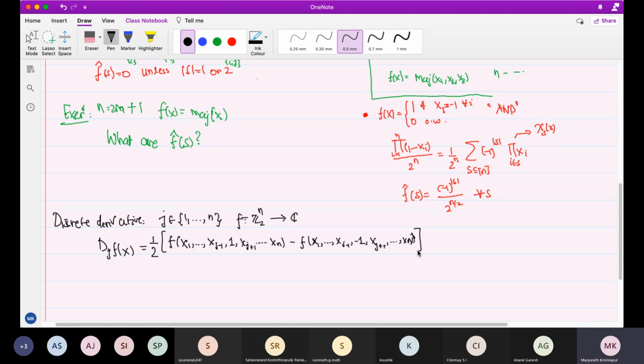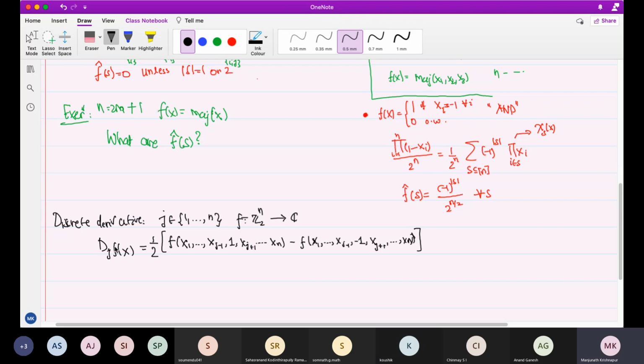So this is the discrete derivative of the function with respect to the jth coordinate at x. In some sense, what it is saying is how much the function changes based on the jth coordinate. That's how the usual derivative idea is also, right? But is there a minus somewhere? Because what if x_j is -1? Then you want it to be the other way around, right?